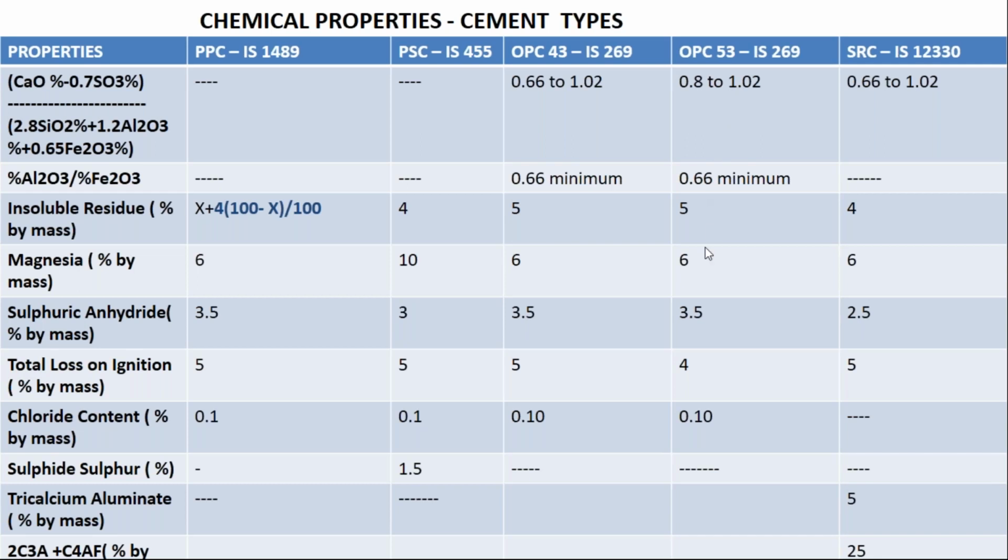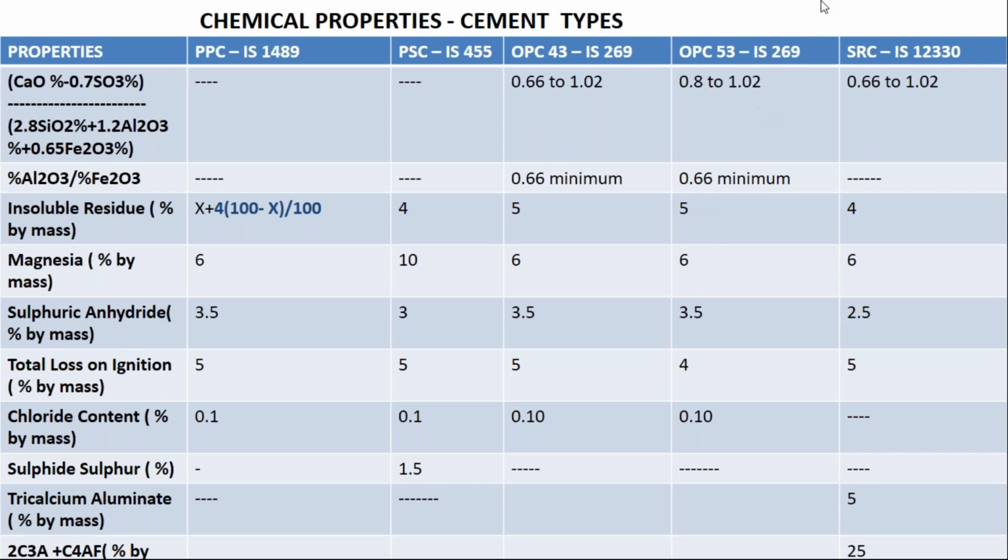OPC 53, if you see, again, the chemical parameters don't talk much about this. But the thing is that when you are adding a cementitious material and a chemical admixture, OPC 53 is what is recommended mostly in projects. OPC 43, we have seen it specified, but then the requirement is for higher grades of concrete. One wants to have a higher grade of concrete without realizing the fact that in the IS specification, you will find that there is an upper limit of 58 MPa for OPC 43 grade. So these are some of the things.